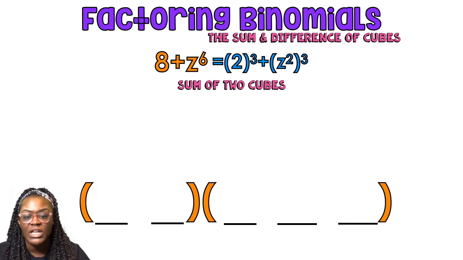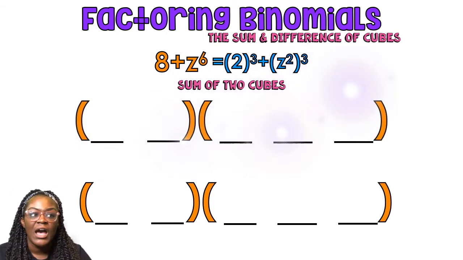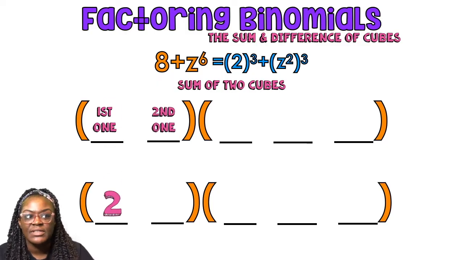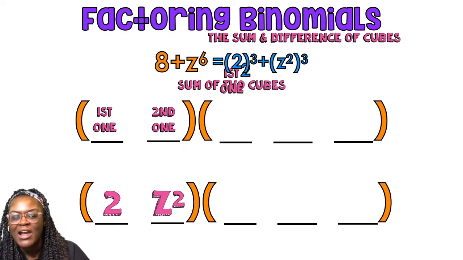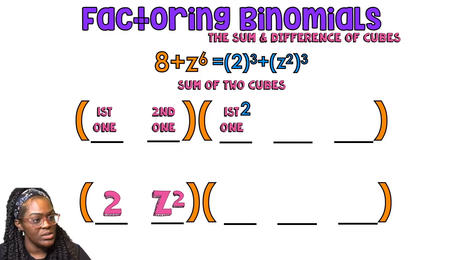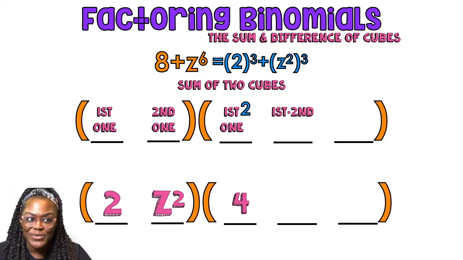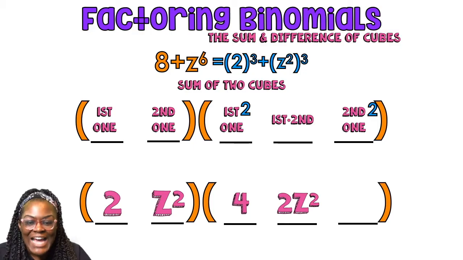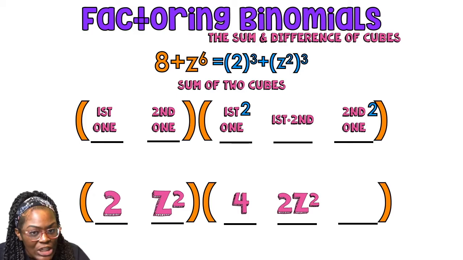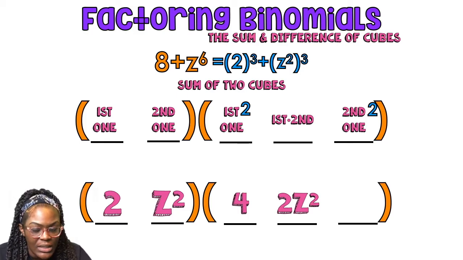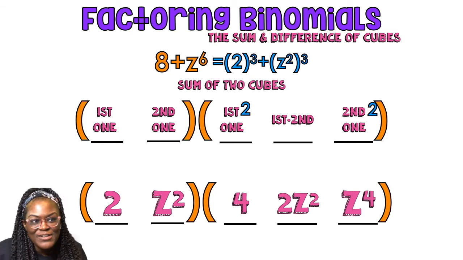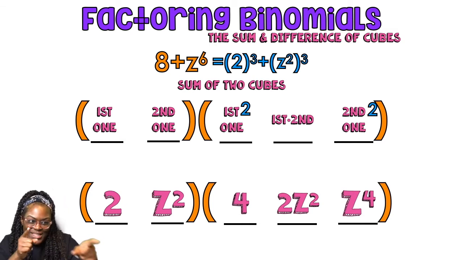Okay, set up your binomial and your trinomial. And then we're going to sing our song. First one, that's going to be 2. Second one, z squared. First one squared, so 2 squared equals 4. Good job. First one times the second one, so 2 times z squared. Second one squared, so this is z squared times z squared. How many z's are there going to be? 4 of them. Thank you. Good.